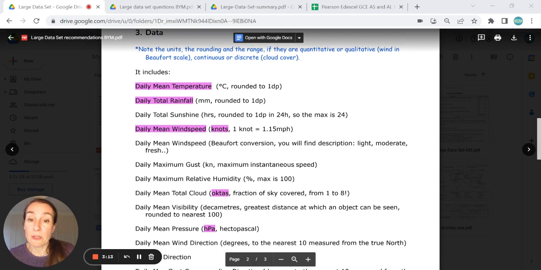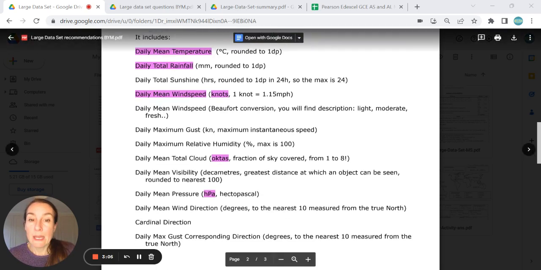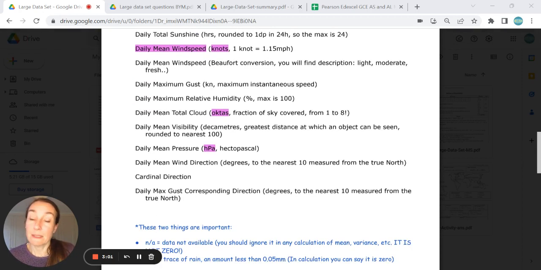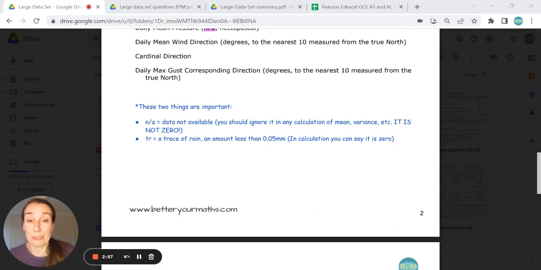And these are the units and whether they are rounded or not, because sometimes in the questions you will need to remember these units and whether the data is discrete or continuous or something like that. I know it's unfair that you have to remember this, and it's a bit pointless, but it's what it is.